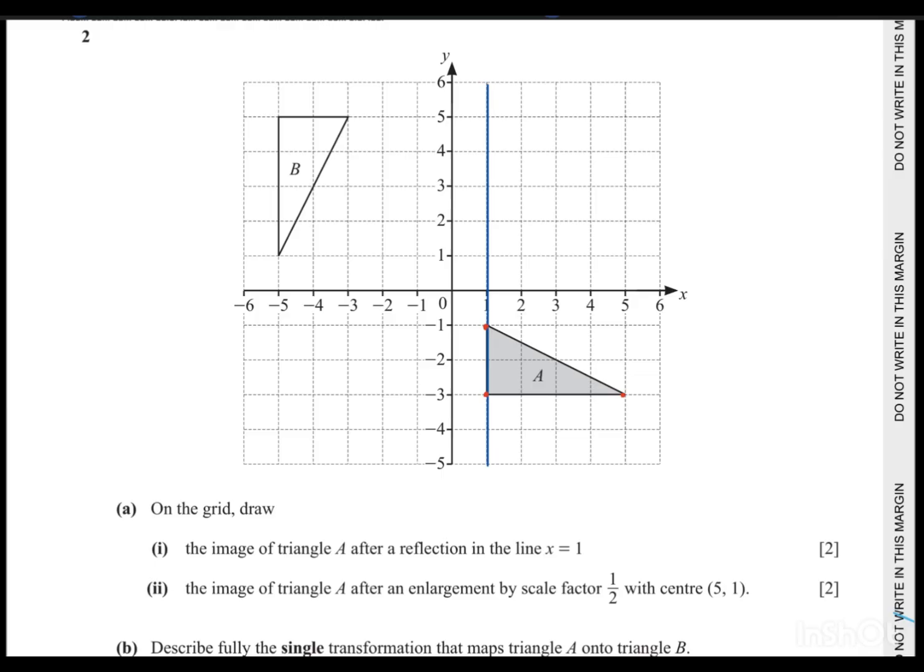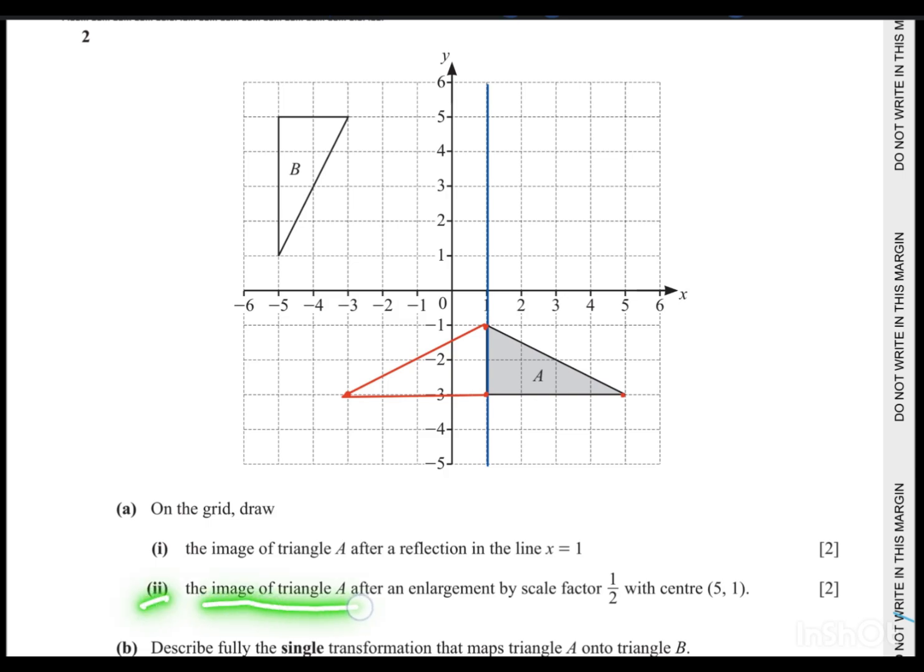Now this is from the line of reflection 1, 2, 3, 4 boxes, right? So from there itself we have to count 4 boxes left. So 1, 2, 3, 4 here. Now join them. So this is done. Reflection is drawn.